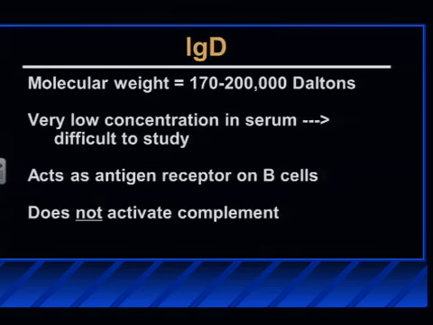Okay, and this is about the size of IgD. IgD is very low in concentration, is difficult to study. Its major role, like IgM, is to act as an antigen receptor on B cells. Once again, B cells recognize an antigen by having surface immunoglobulins that, instead of being secreted, are anchored to the membrane and recognize an antigen. The classes of these immunoglobulins can be different ones, but the major ones are IgD and IgM.